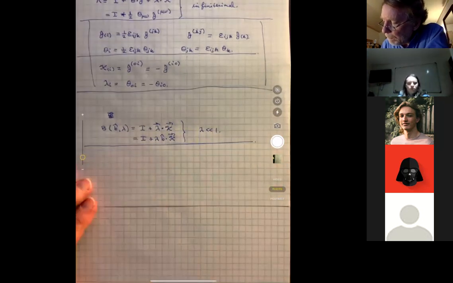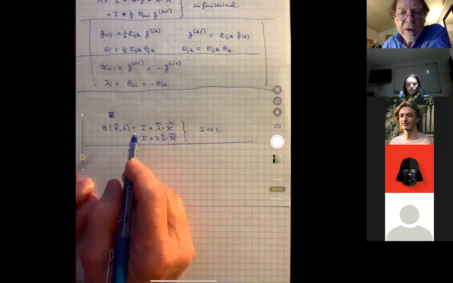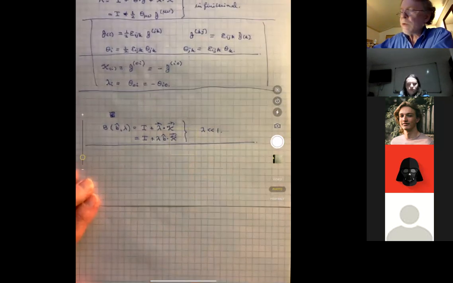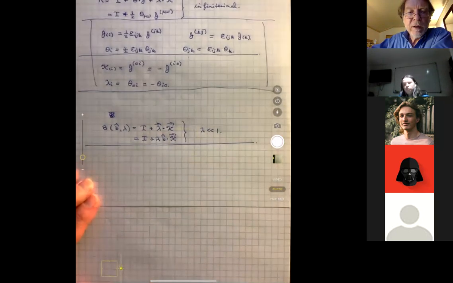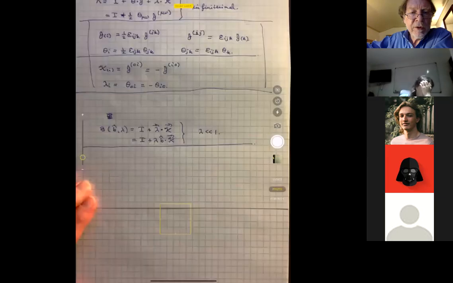Now, although this is a formula for an infinitesimal boost, we can sort of bootstrap our way up to finite boosts with finite rapidities, that is to say finite velocities of boosts.